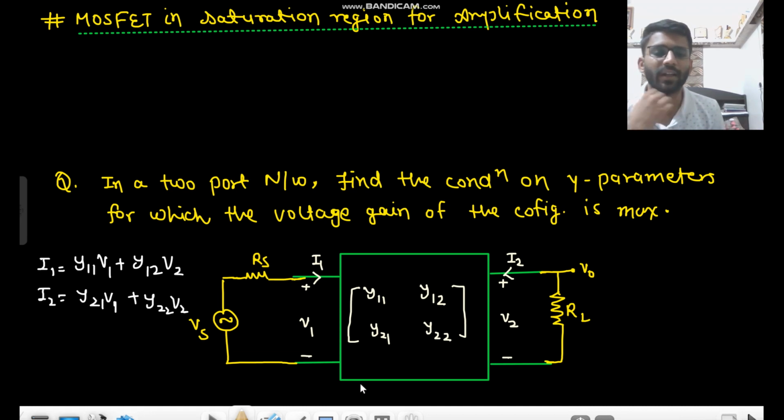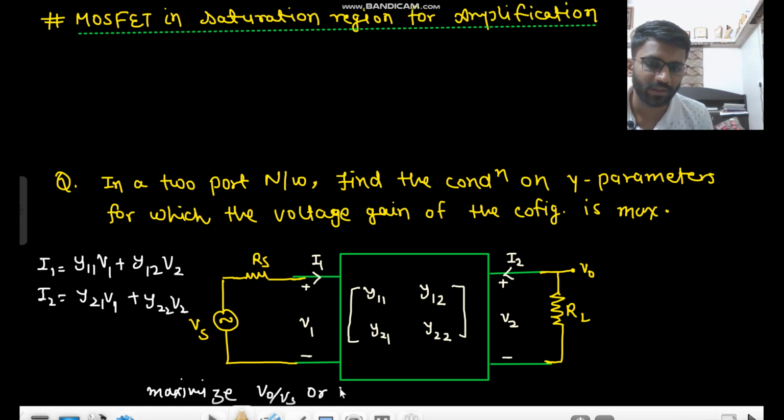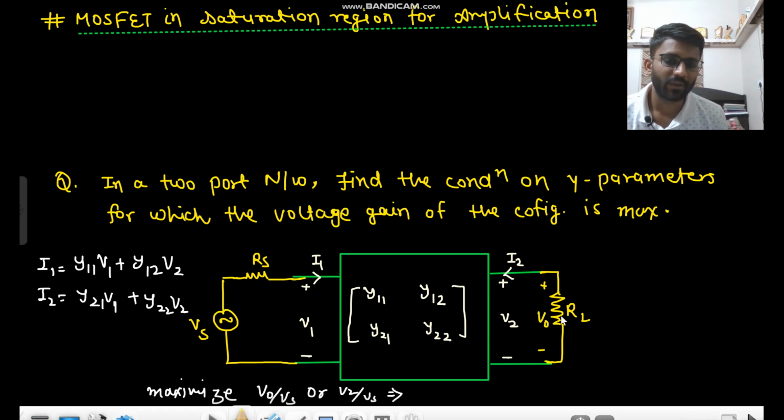That you know. Now what you need to do is maximize V naught by Vs, or V2 by Vs, right? This is your task. You need to maximize this V naught. I shouldn't draw it like this; V naught should look something like this. If I make the node potential 0, then I have to make this ground. So this is how it will look. You need to maximize V0 by Vs, that is V2 by Vs.